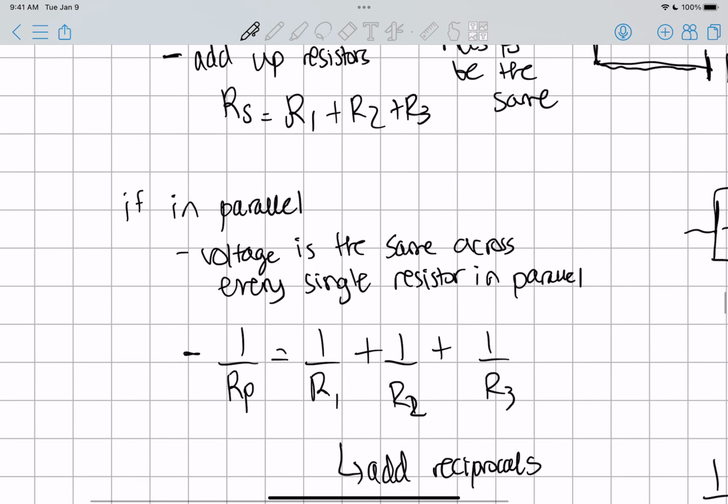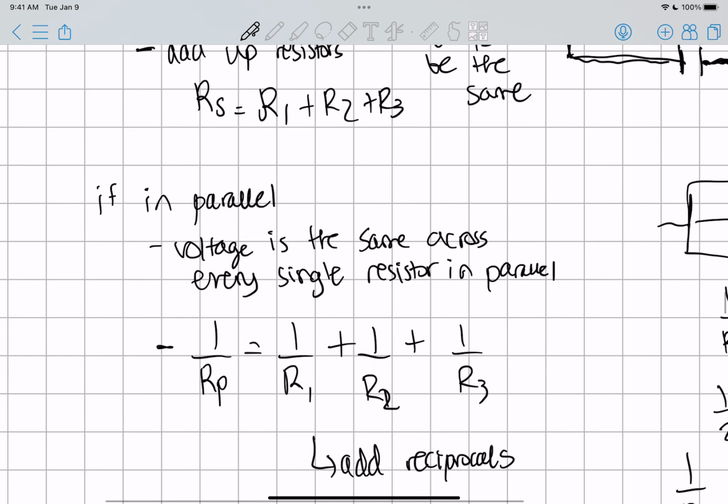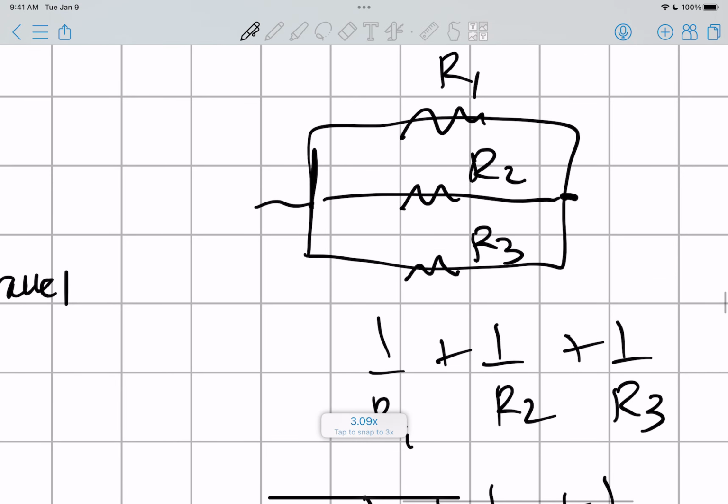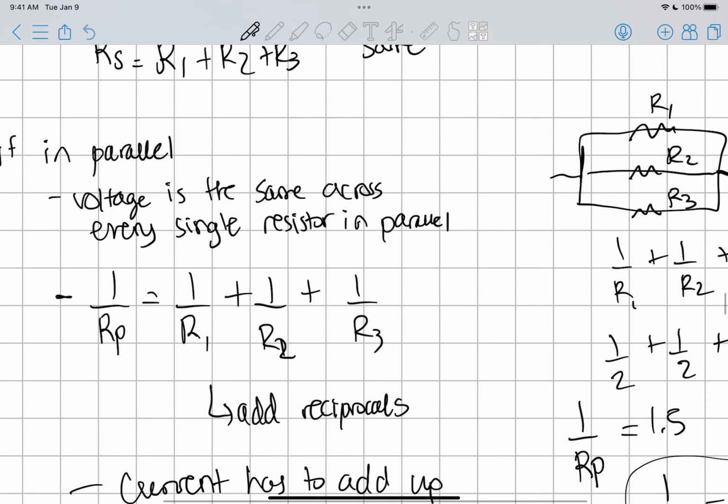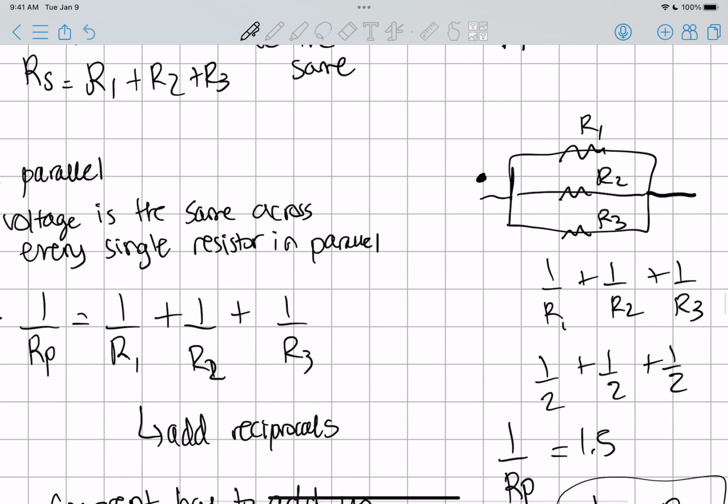Now, for resistors in parallel, the voltage is the same across every single resistor in parallel, right? So if you have resistors in parallel like this, R1, R2, and R3, they're clearly branches, right? Then the voltage is actually going to be the same across them. So let's say you have 12 volts going in that I was mentioning earlier, right?